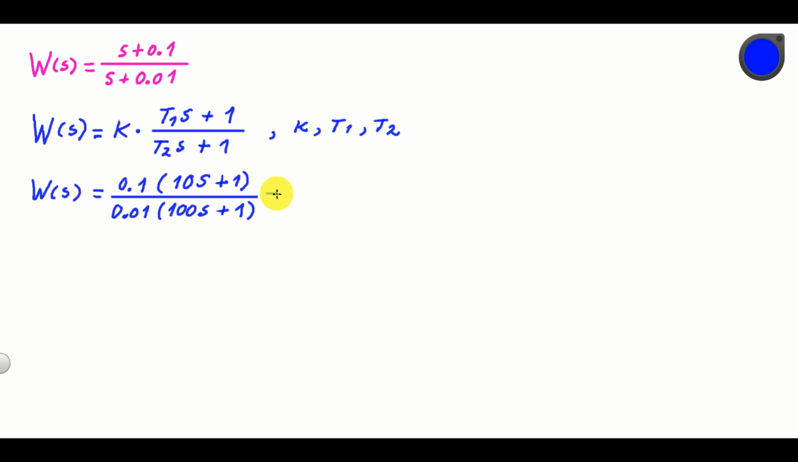Okay, let's further transform this. Over here we have 0.1 over 0.01, and this is actually equal to 10. Then we have over here multiplying 10s plus 1 over 100s plus 1.